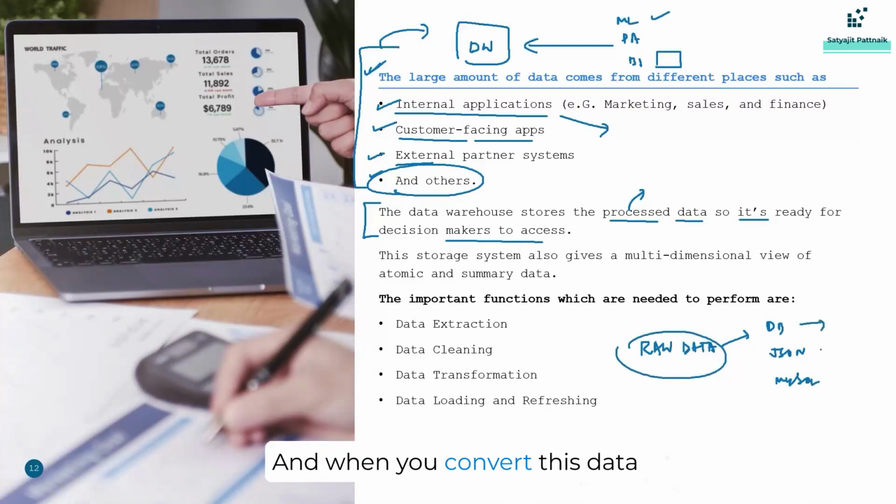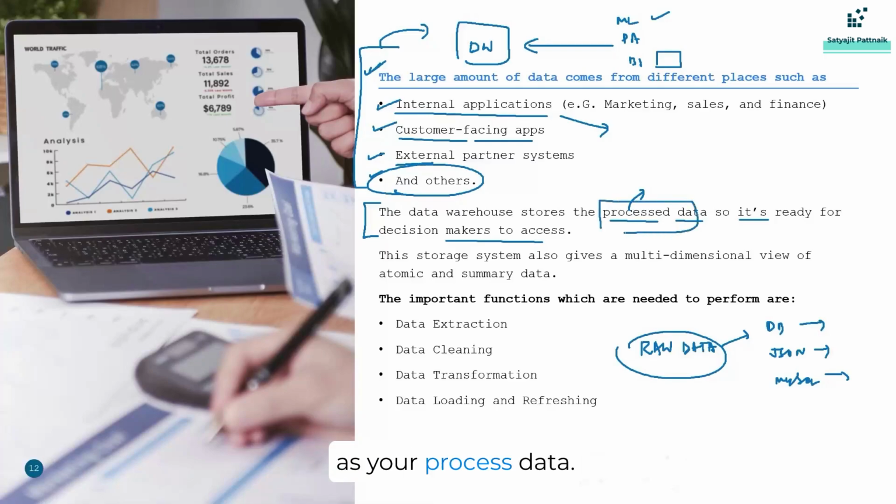And when you process this data and then perform some transformation logics or data cleaning logics to create a new version of data, which is called clean data, or in a structured format, that is basically called your processed data. Some of the important functions which are needed to perform are data extraction, data cleaning, transformation, loading, and refreshing.